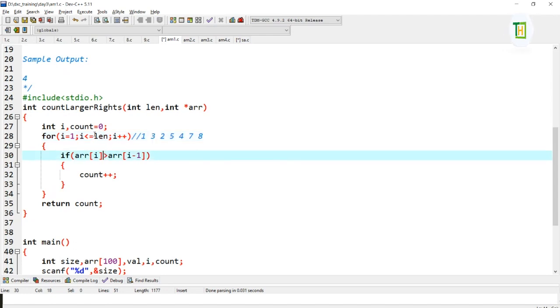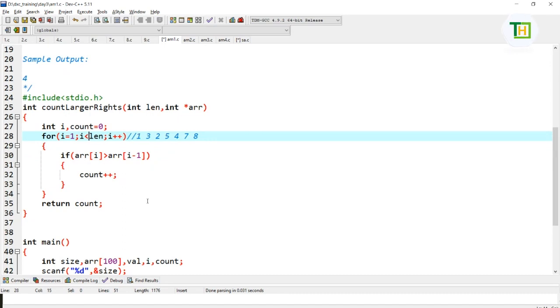And one more change, I have to delete this equal to. Why? Because for an array, we have to check up to the last value only. Length means, for example, there are 7 elements. The last index is 6 only. That's why we are not going to write equal to here. We have to remove that equal to.